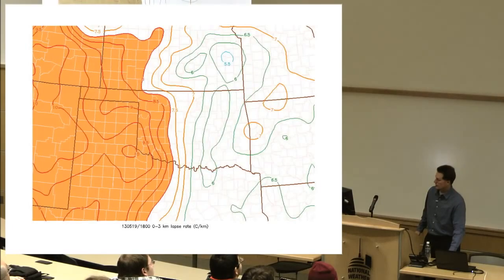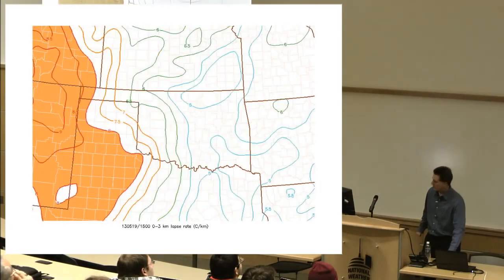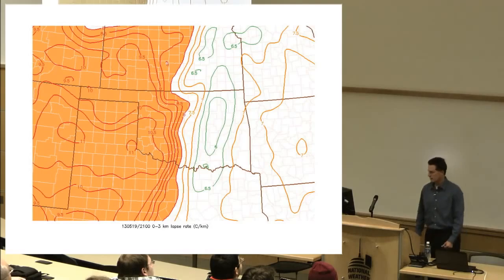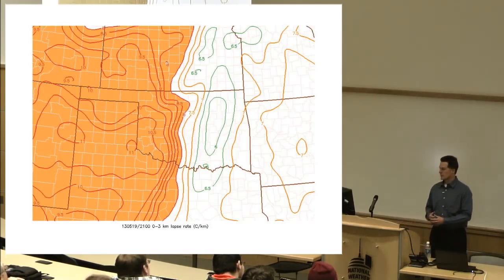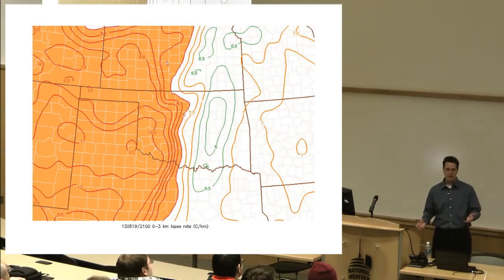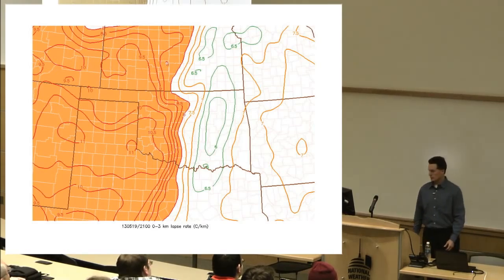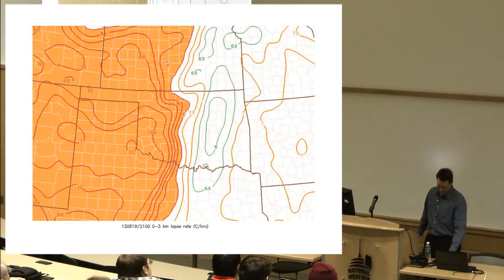Low-level lapse rates: during the day, same kind of thing. We're getting deep heating, mixing back in the dry line. When you see these 10 and 11 degree lapse rates, that's a reflection of even the superadiabatic contact layer. So that's greater than dry adiabatic lapse rates through the whole 3 kilometer deep layer. That just tells you there is strong heating and vertical mixing going on back there, but it doesn't extend very far into the moist air, closer to Interstate 35.